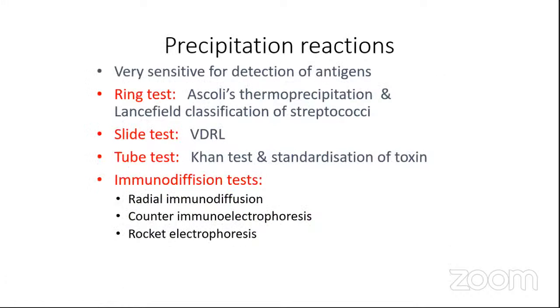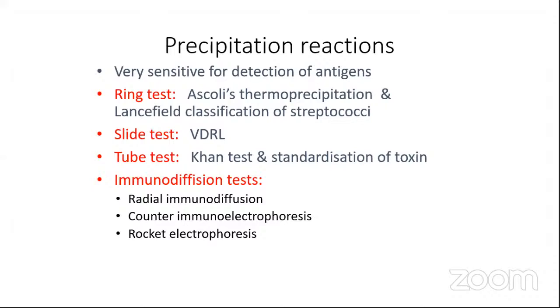Then coming to the examples of precipitation reaction. As I told, precipitation reaction mainly uses the soluble antigen, and it is utilized for detection of mainly antigens. There are various types and examples of precipitation reaction. They are the ring test, where you add a solution of the antigen and antibody, and at the junction of the solution, you look for a ring. Classical examples are Ascoli's thermoprecipitation test and Lancefield classification of streptococci.